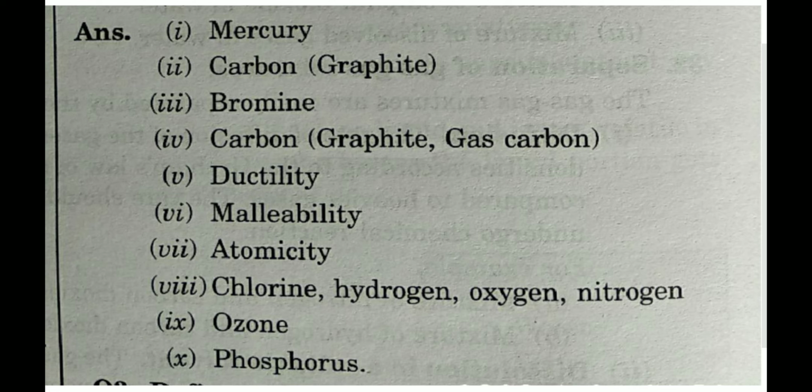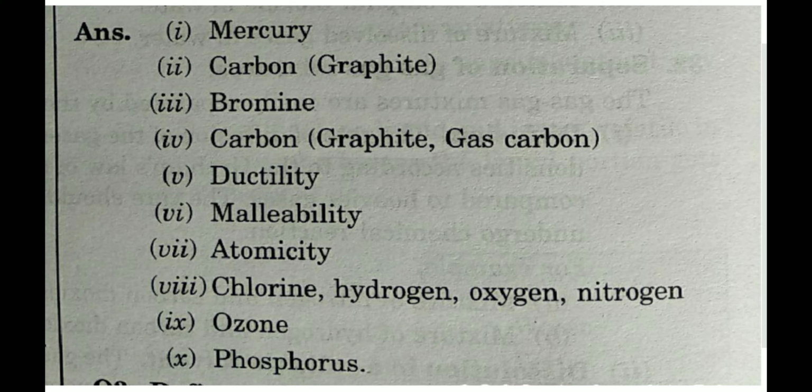Third question, a liquid non-metal, that is bromine. Fourth one, a non-metal which is a good conductor of electricity, that is carbon, graphite. Fifth one, the property of metals by which they can be drawn into wires is called ductility. Next, the property of metals by which they can be beaten into sheets is called malleability. Next question, the number of atoms present per molecule of an element is called atomicity.